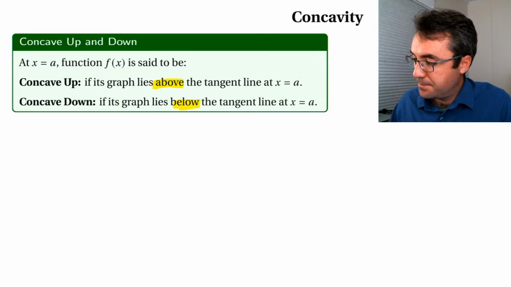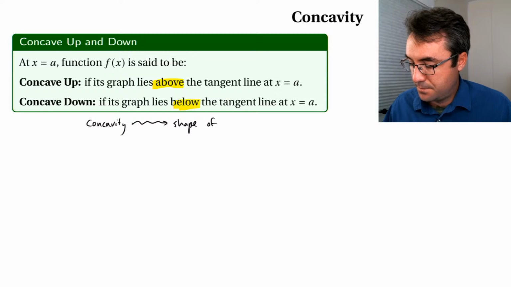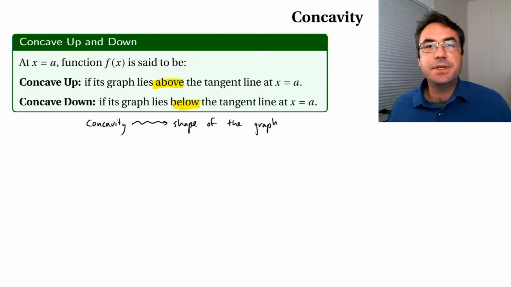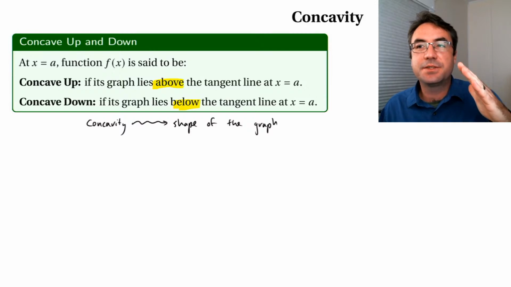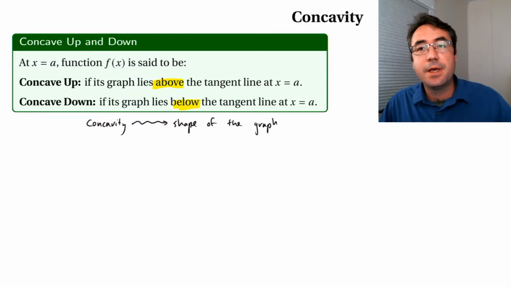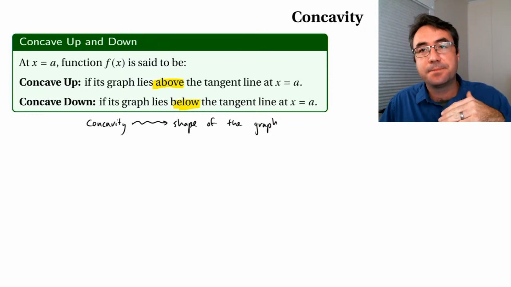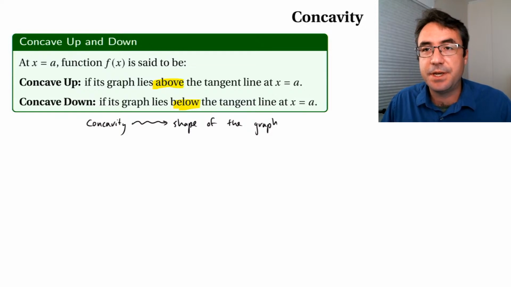So concavity really has to do with the shape of our graph. Increasing, decreasing just gives us a rough idea of the overall behavior. Is the graph going up or down? But concavity adds some shape, tells us how the function is bending, as we'll see in a few examples.